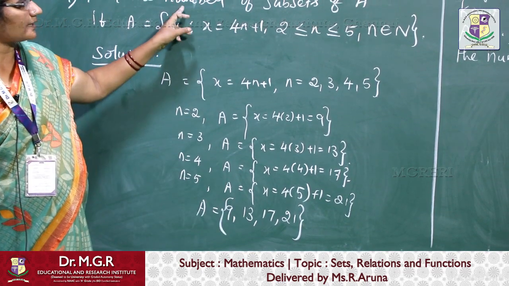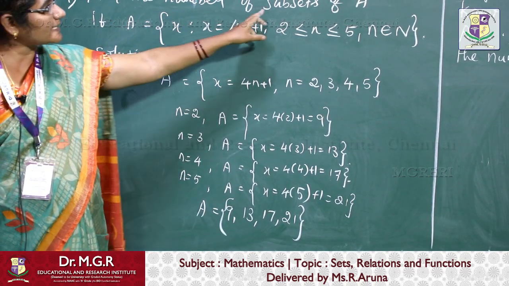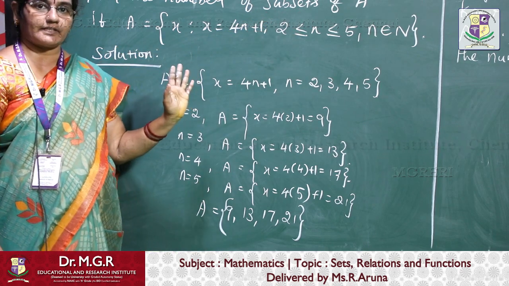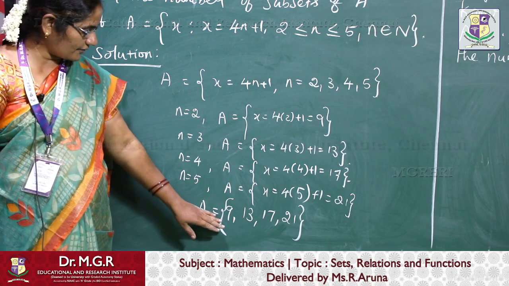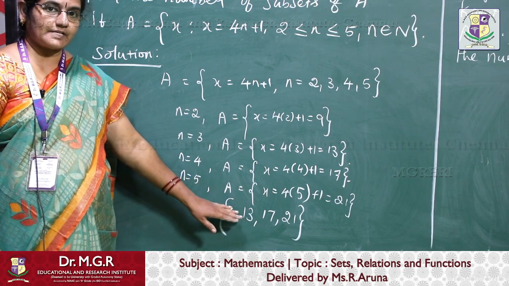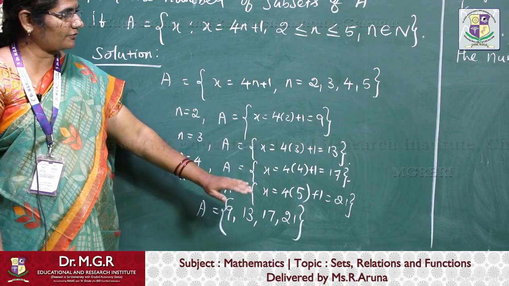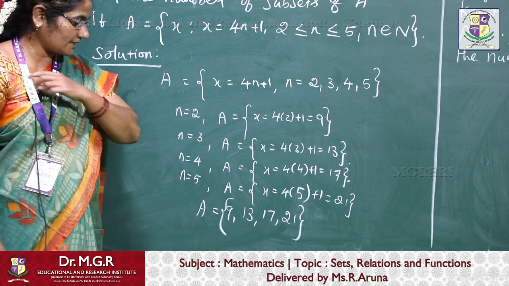Now what is asked in the problem? Number of subsets of A. They are not asking for the number of elements of A. So far we have found only the number of elements of A. Hereafter we have to find the number of subsets of A.